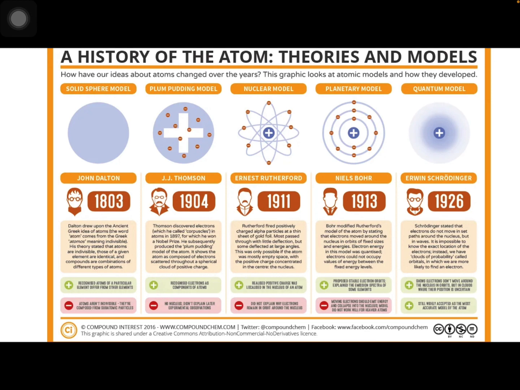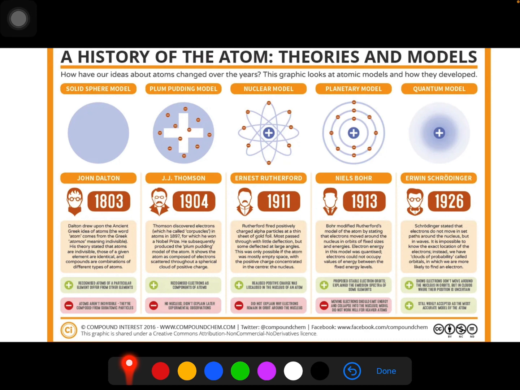Okay, here are the history of atom, theories and models. So as you already learned before this, you have learned about John Dalton, J.J. Thomson, Ernest Rutherford, Niels Bohr and Erwin Schrödinger. So all of these scientists, they propose an atomic model or atomic structure based on few assumptions. So for our subtopic 2.1, we will focus on Niels Bohr atomic model.